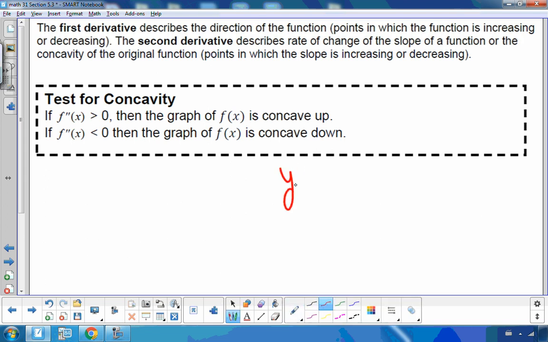So let's just recap that. The first derivative is slope. The second derivative is the rate of change of slope, which is concavity.